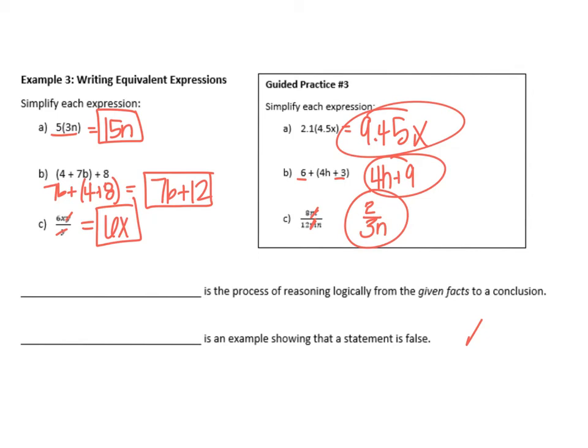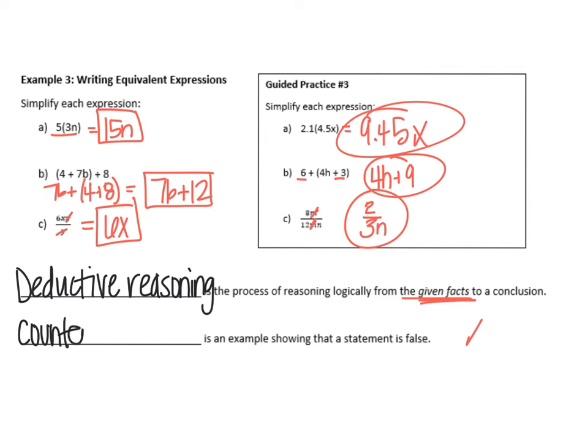Alright, so the vocabulary at the bottom. Blank is the process of reasoning logically from the given facts. You deduce something this way, and that is with deductive reasoning. Sherlock Holmes was the king of deductive reasoning. Blank is an example showing that a statement is false. That's a counterexample. The opposite of it would show you that it's false.